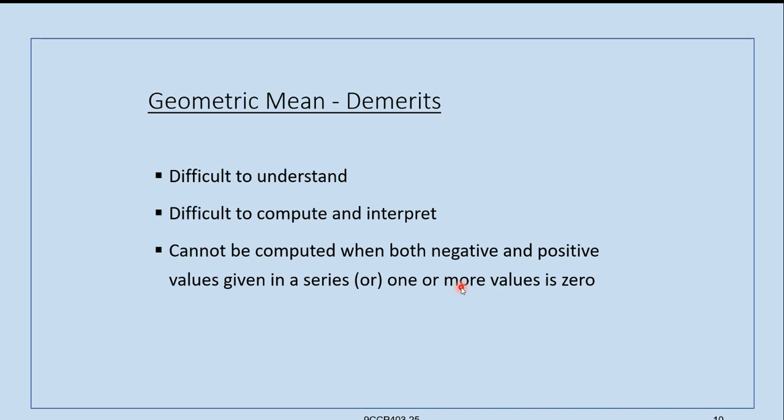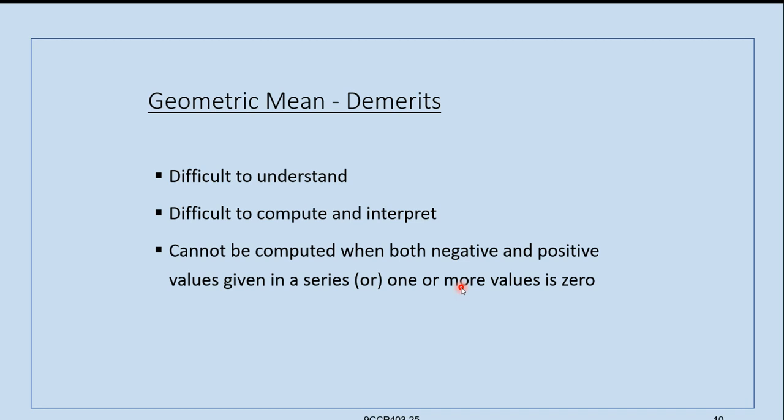If the series has one or more values as 0, if even one 0 is there, then the geometric mean becomes 0, because we are taking the product of the numbers. Suppose we are taking 10 numbers for calculating the geometric mean. Then all the numbers are multiplied. That means 0 is also multiplied.